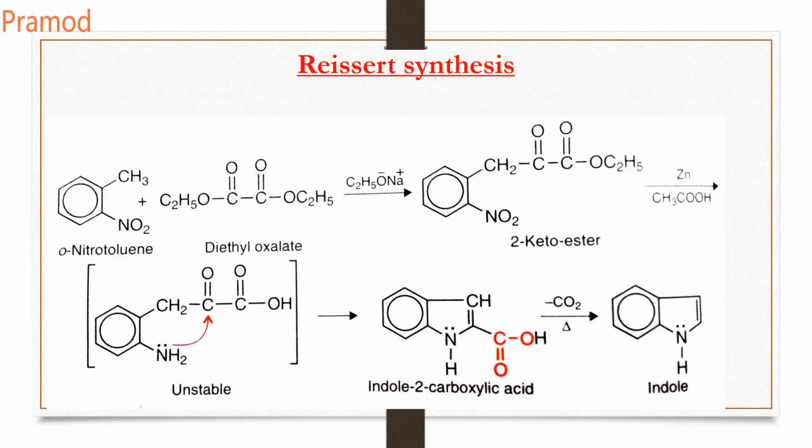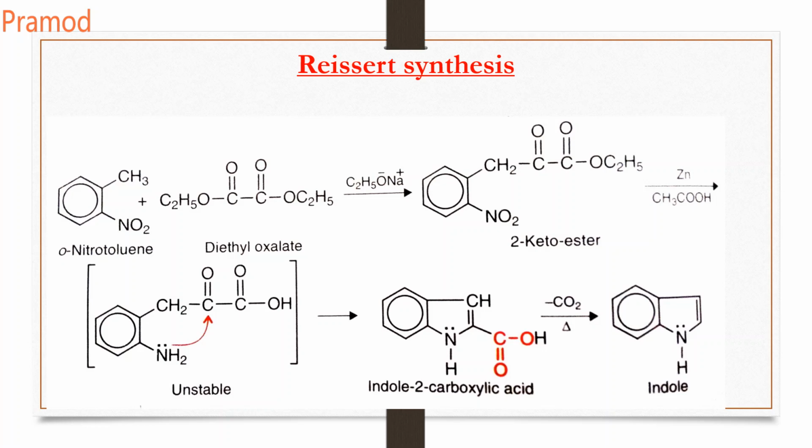Reissert synthesis. So what is this Reissert synthesis? Here also you take orthonitrotoluene. You treat it with diethyl oxalate in presence of your sodium ethoxide. So what happens? It forms a ketoester, a 2-ketoester.